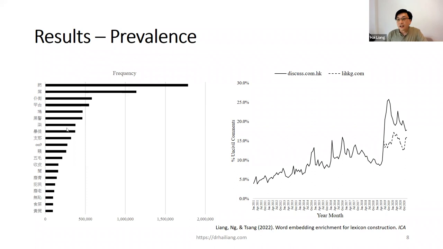This is what we identified, okay, the most frequent vocal words and the name calling terms. It's not so surprising, okay. So anyway, we have another way to validate our method.